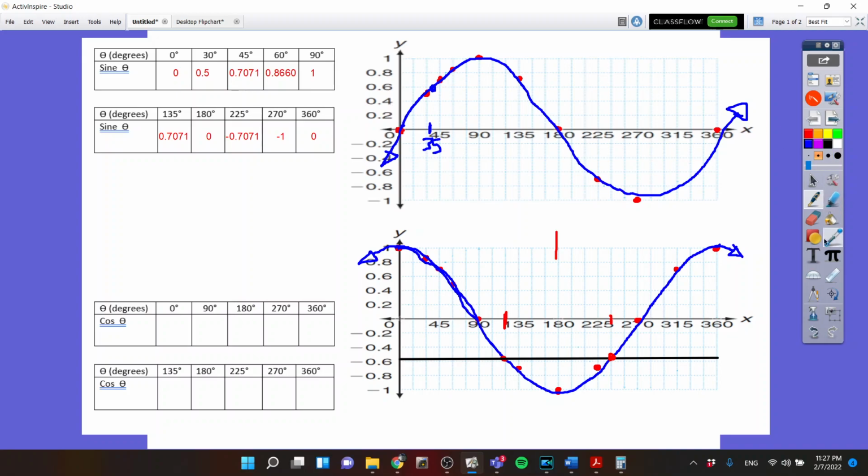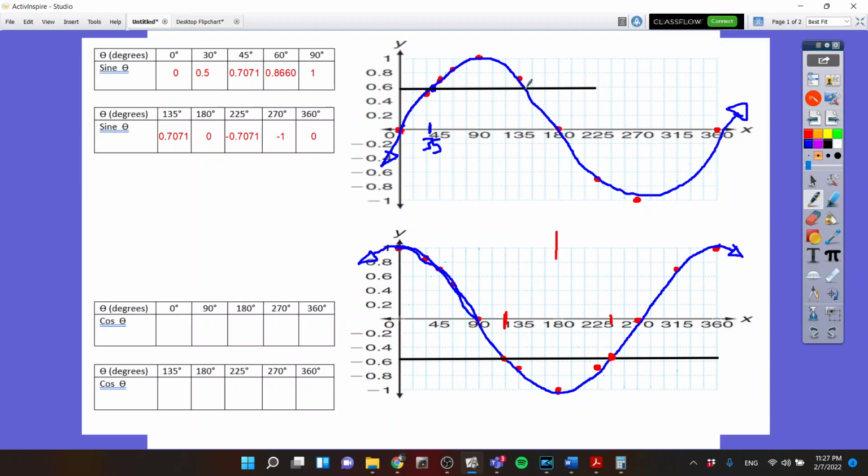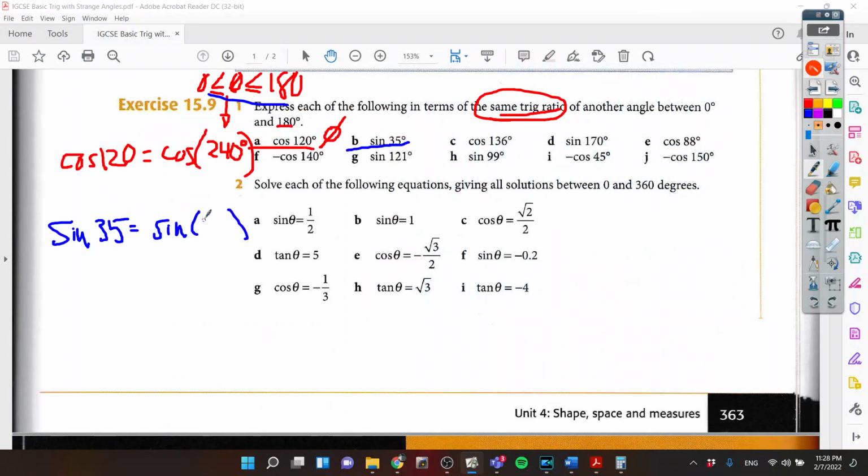Then I want that same trig ratio, and this one does have an answer between 0 and 180. When I go over here, I see there's an answer there. It looks like this was 5 degrees more, so this is probably 5 degrees more. That's going to be 140 degrees. So sine of 35 equals sine of 140. That's interesting. You can go ahead and test them.